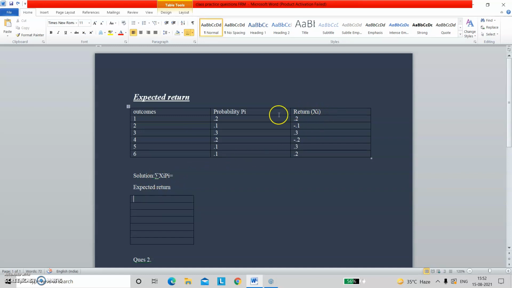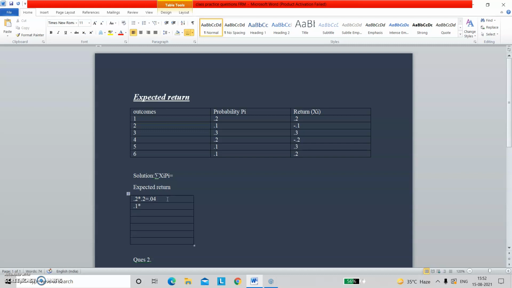So the formula for expected return is the summation of xi into pi. Xi stands for return and pi stands for probability. So we have to do nothing, it is a very simple concept. Just multiply the individual return by the individual probability. That is 0.2 into 0.2. This comes out to be 0.04.